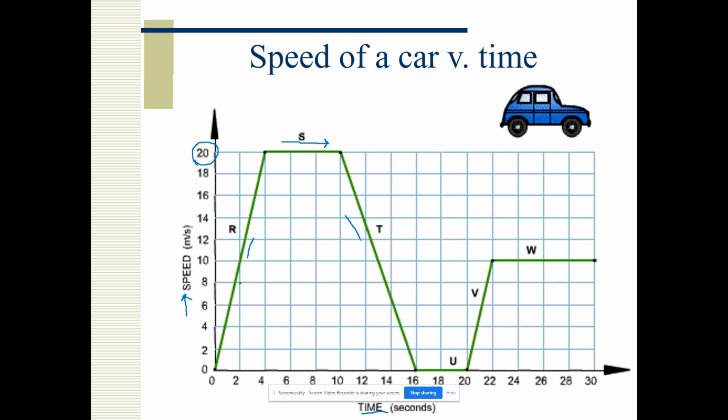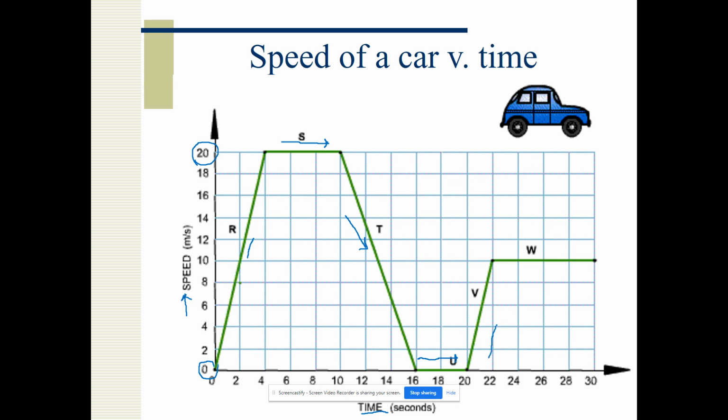Here in section T, we've got the line going down, which means that it's slowing down. It's slowly slowing down over this whole span of time. That's a deceleration or a negative acceleration. And then down here we have another flat line, so the velocity is constant. It just so happens that the velocity is zero, which means that it stopped. The velocity is constantly zero at that point.